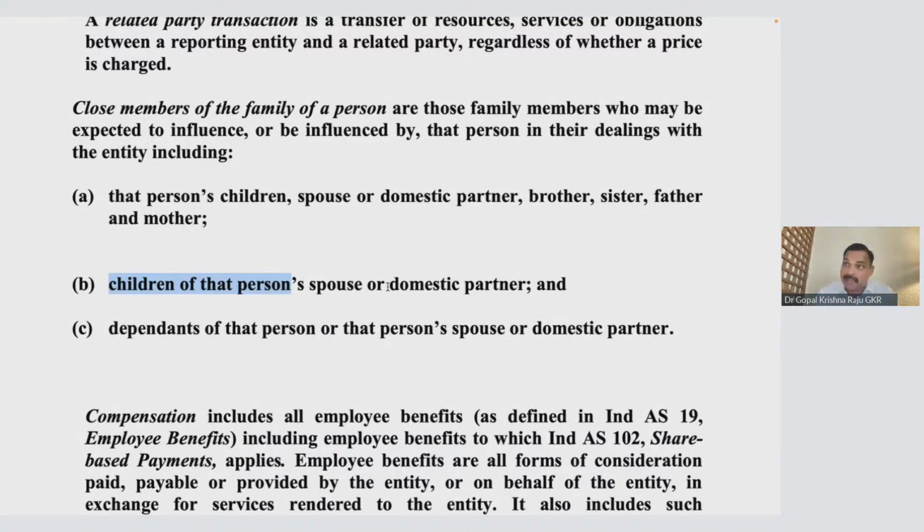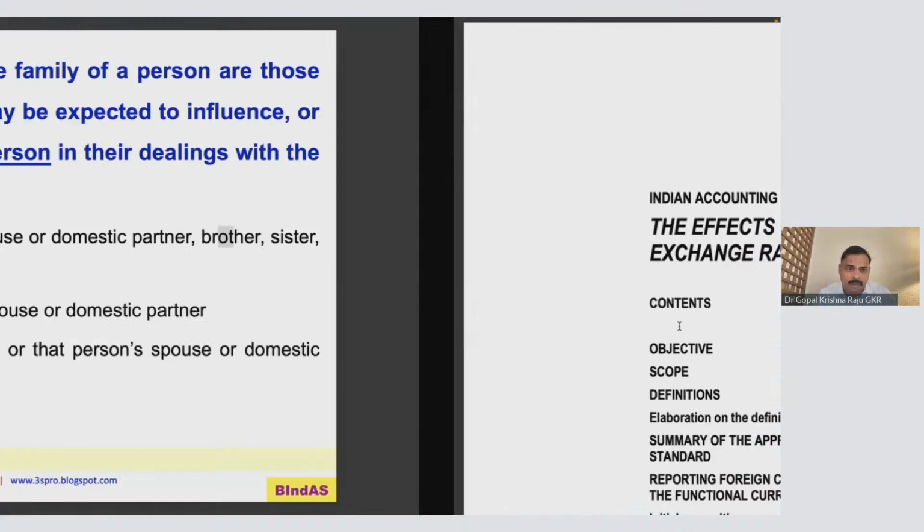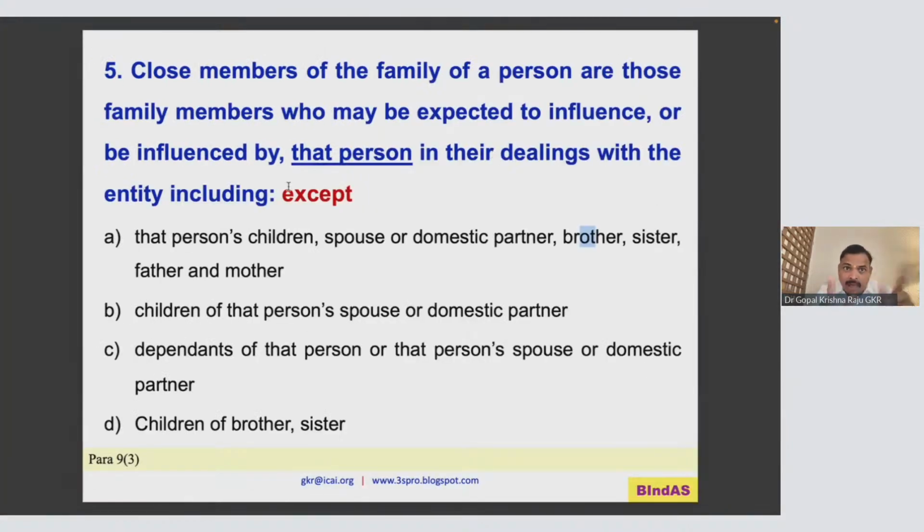Sometimes there can be a second marriage. So I will marry a woman who is already married and has a child from that particular marriage. That is why the children of that person's spouse, children of that domestic partner, are also related parties, close members of the family, as are dependents of that person or dependents of that person's spouse or domestic partner. Two things are not defined in India: dependent is not defined, domestic partner is not defined. So we need to take the generic General Clauses Act definition.